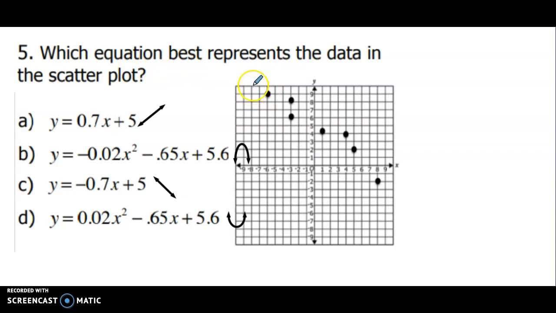Again, I can see that if I drew a line through this, this appears to be linear. So that means I can get rid of any answer choice that has an x squared in it. So I know my answer is not going to be B or D. I also see that this is pointing down, so this is a negative slope. A shows a positive slope and C shows a negative linear slope. So my answer would be C.